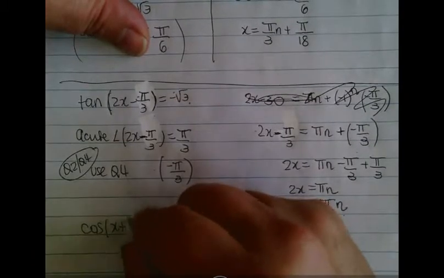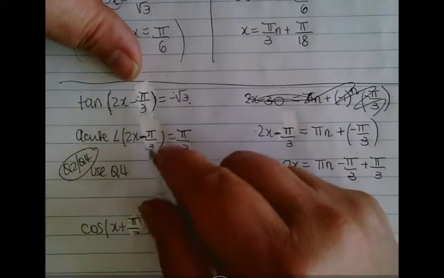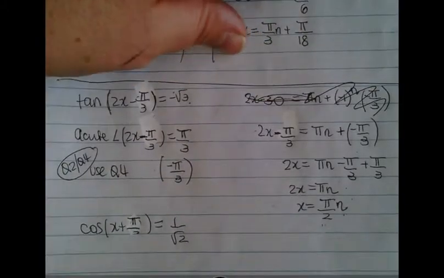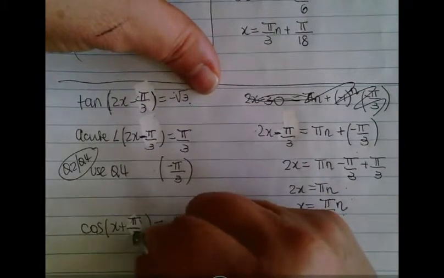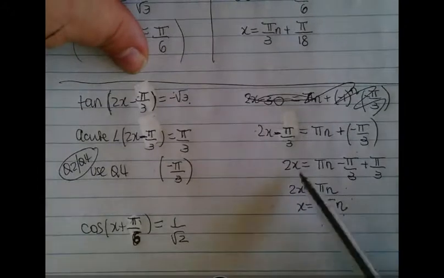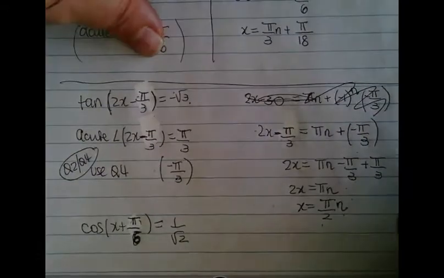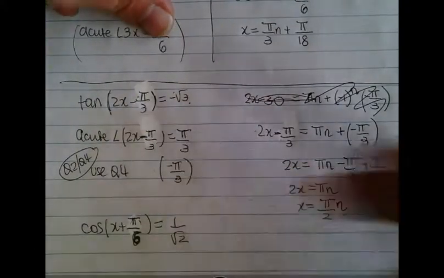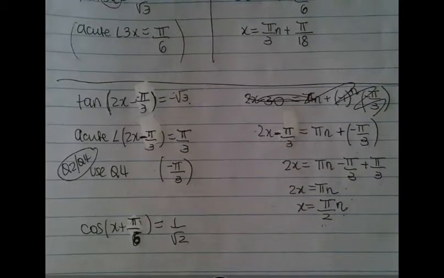Alright, the next one. Oh, sorry ladies. That was meant to be 30, which is pi on 6. It doesn't matter. Let's make this one pi on 6. It does matter. The only difference would have been we would have added pi on 6 and got something different. Girls, that was meant to be pi on 6, but don't worry about it. What are you going to do now? Do you want to change it to pi on 6 or just leave it as pi on 3?